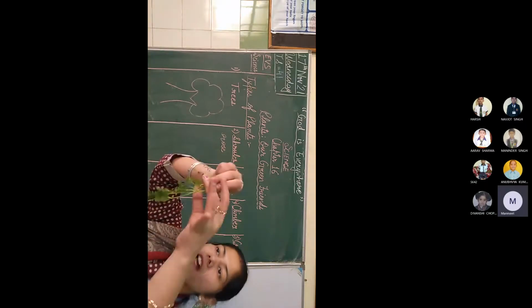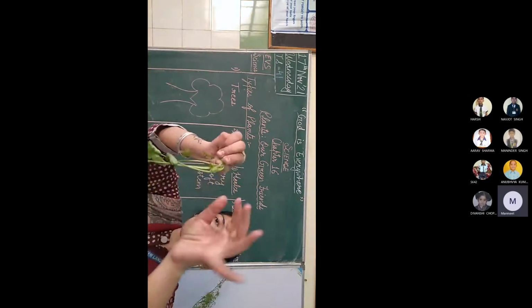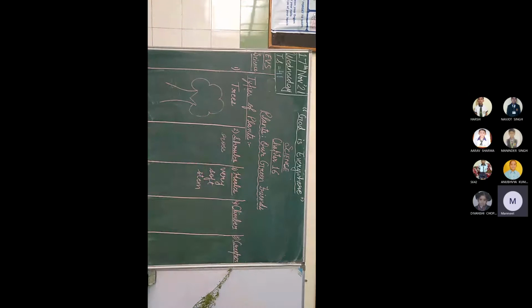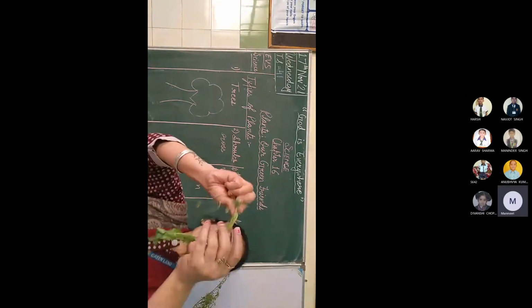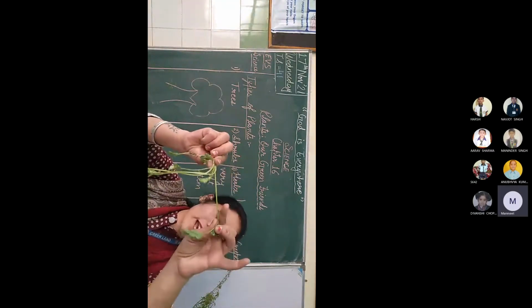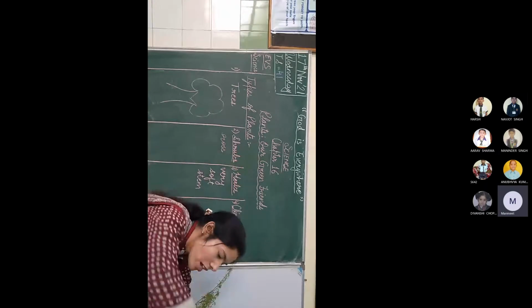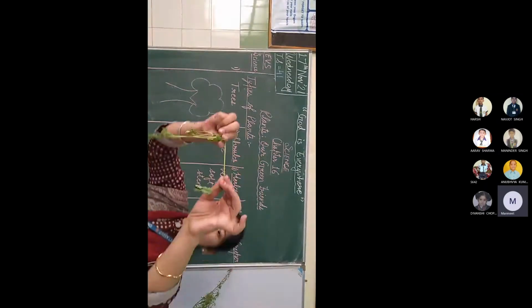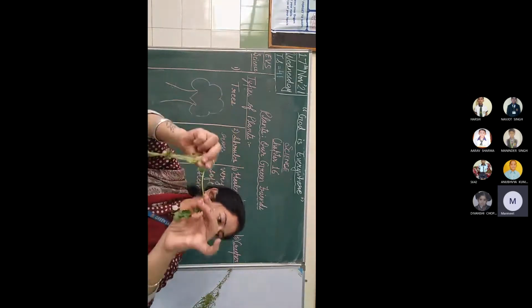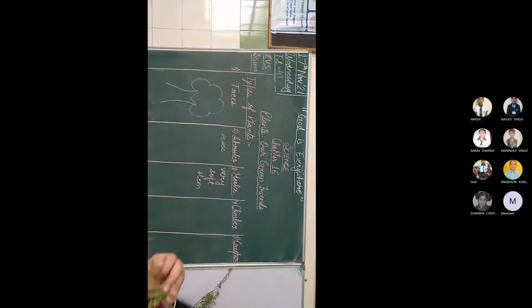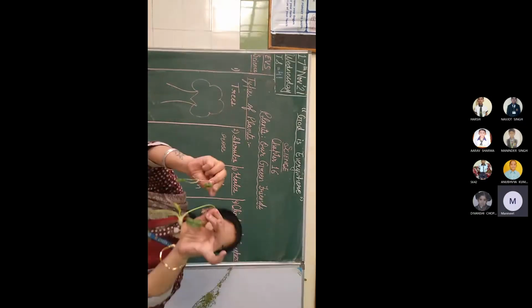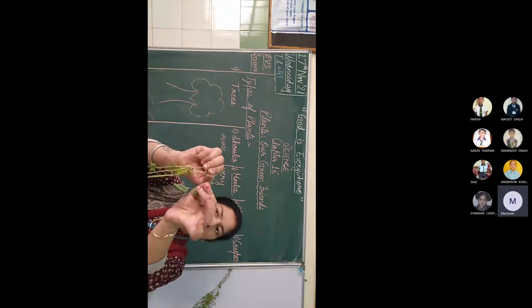So these are herbs. See, this is their stem. Can you see the stem? All of you? Yes. Now it is so delicate. It is so soft that you can easily break it. See?